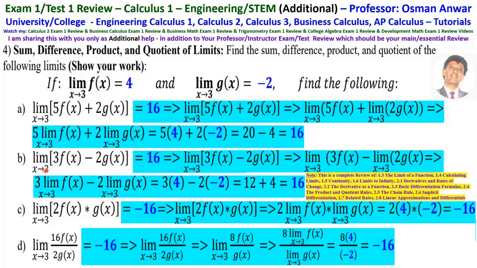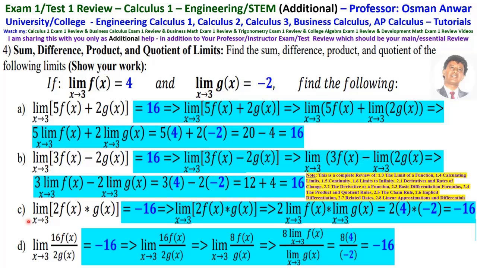B is limit as x approaches 3 of f of x minus 2g of x, which is limit as x approaches 3 of f of x minus limit as x approaches 3 of 2g of x. So this is equal to limit as x approaches 3 of f of x minus 2 limit as x approaches 3 of g of x. So this limit as x approaches 3 of f of x is 4, limit as x approaches 3 of g of x is minus 2, so this is 3 times 4 minus 2, which is 12 plus 4, which is 16.